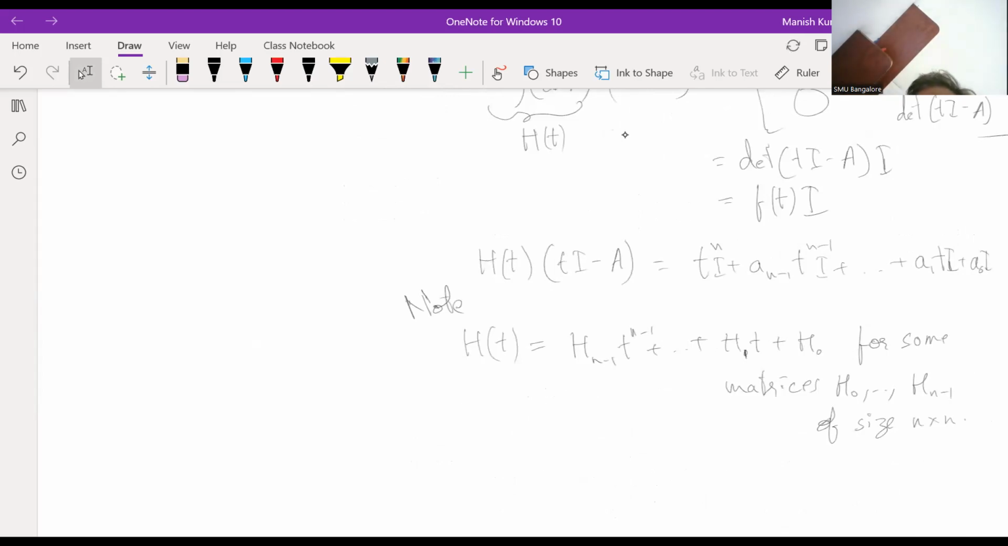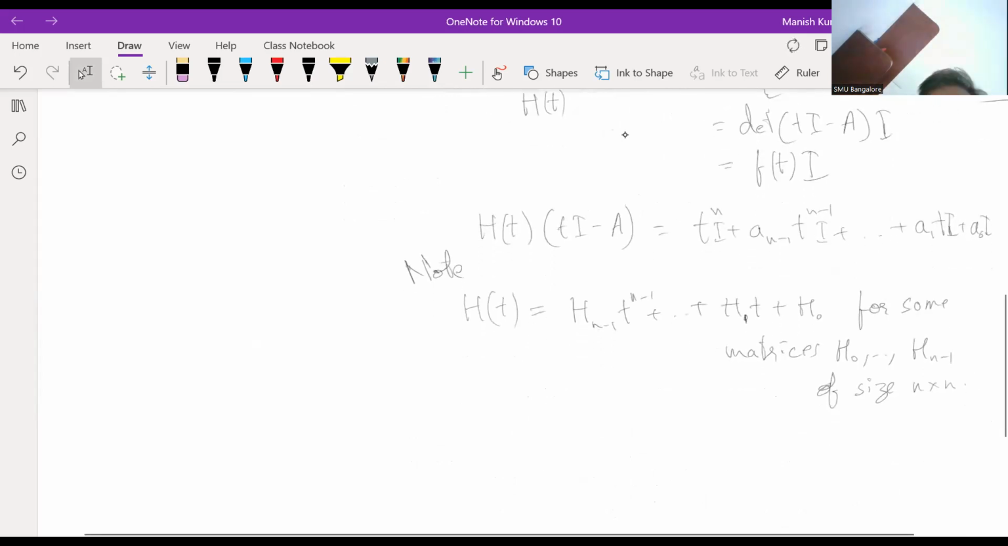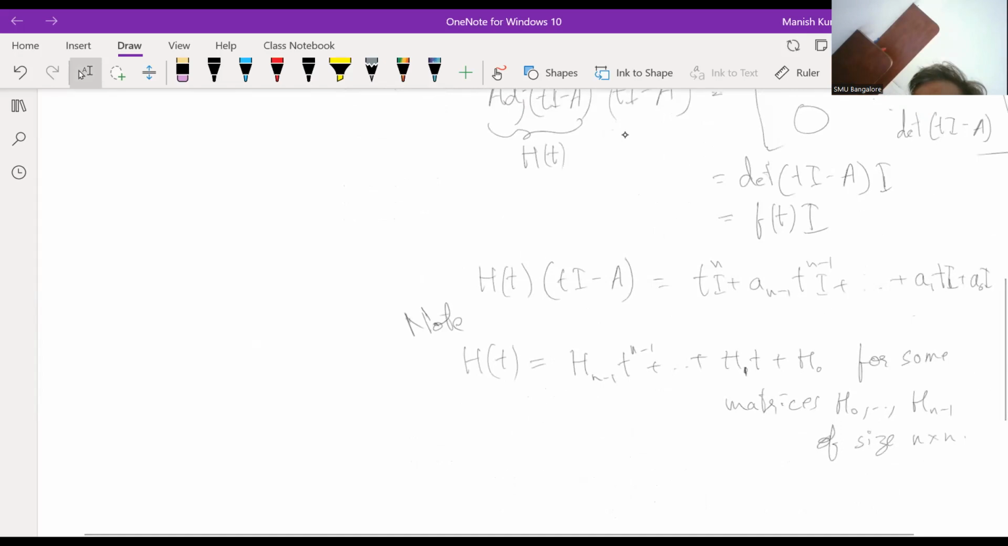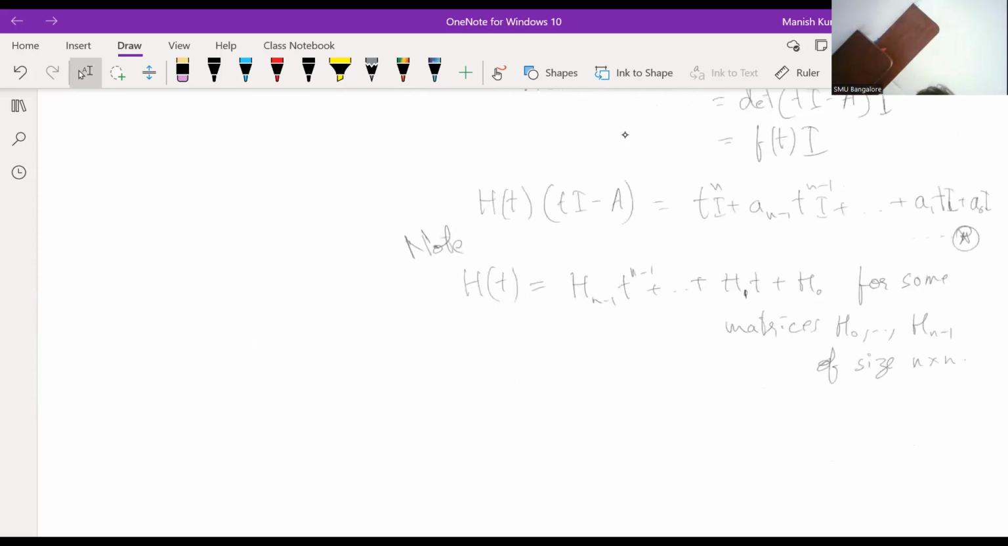So let's try to calculate this. If we multiply this H(t) and expand the star, and then equate the coefficients of t to the n, t to the n minus 1, and so on, then what do we get?